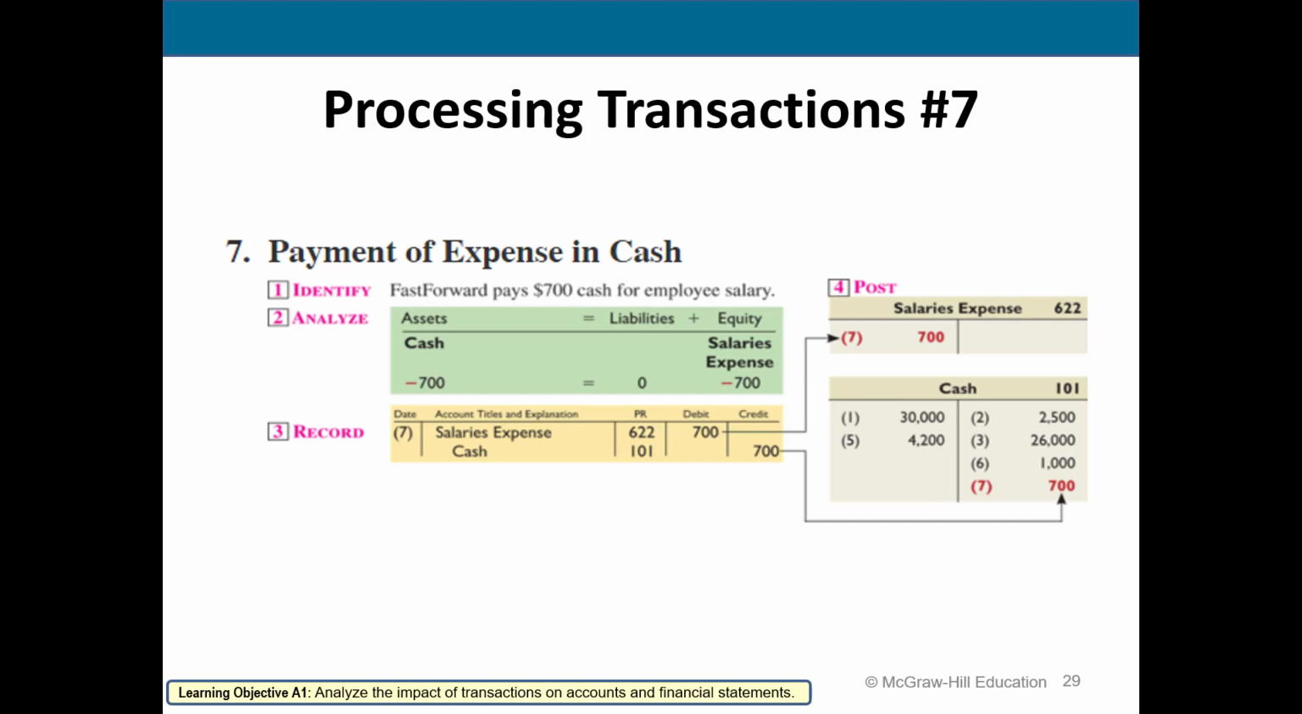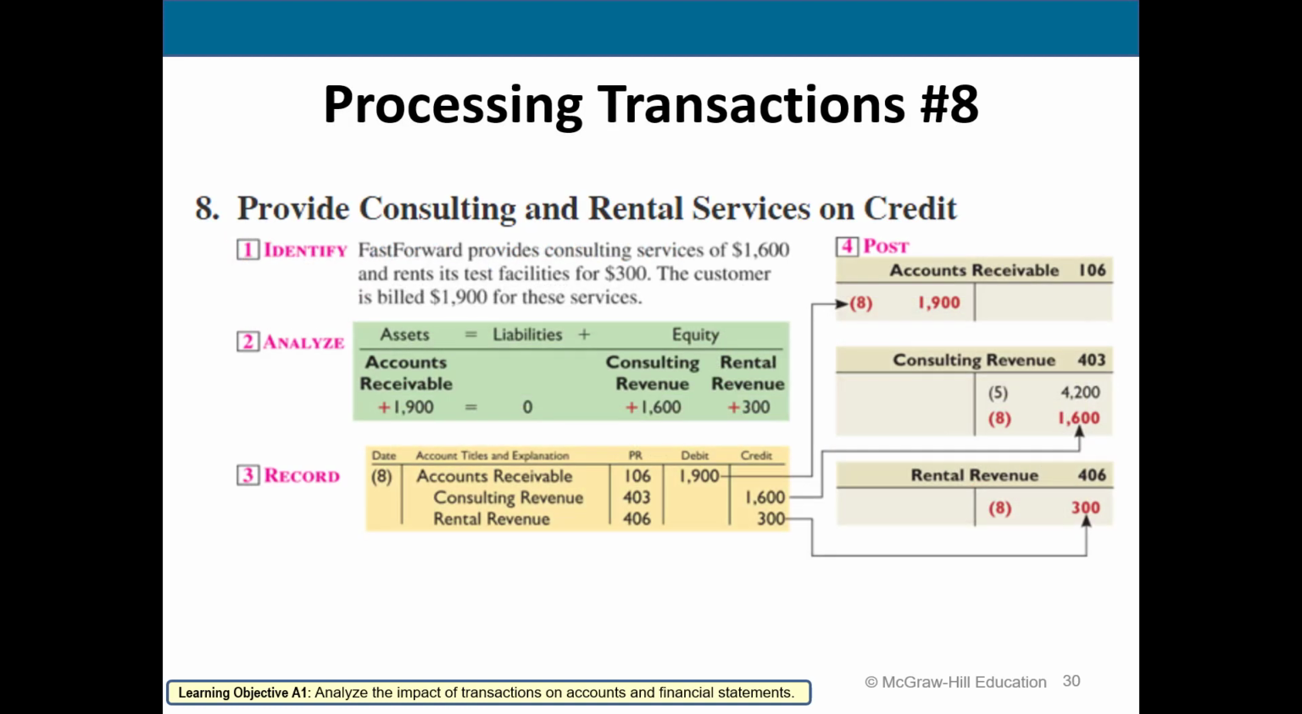Here we have payment of expenses in cash. So this is the same as number 6. Debit salaries expense, credit cash. We're increasing our expense. We are decreasing our asset. Provided consulting and rental services on credit. So we are debiting accounts receivable, which is an asset. So we increased that. We also increased our 2 revenue accounts.